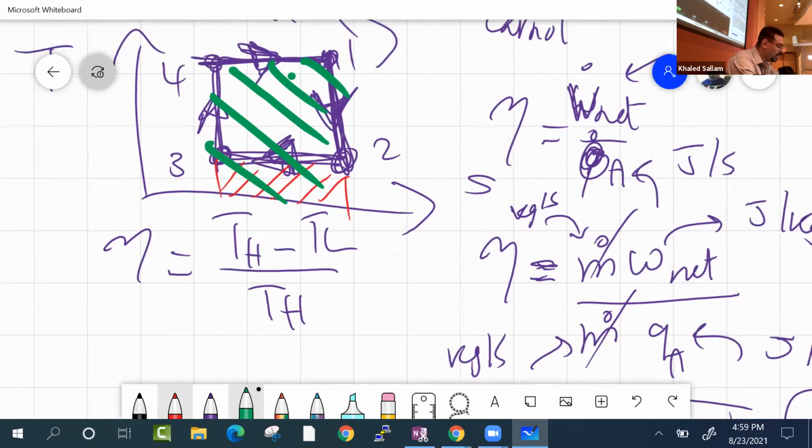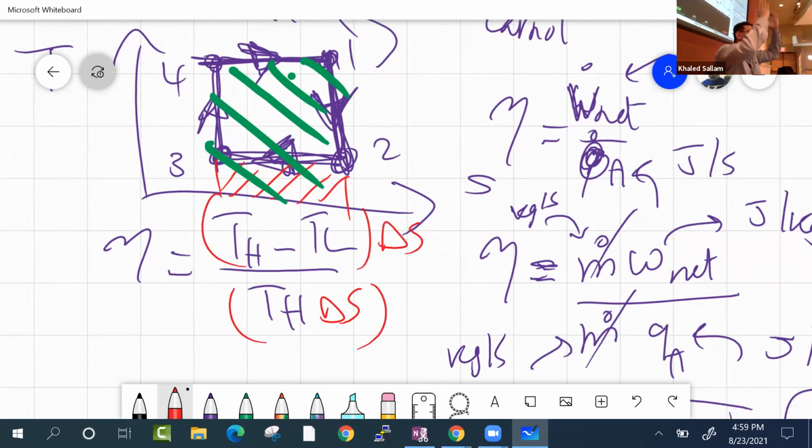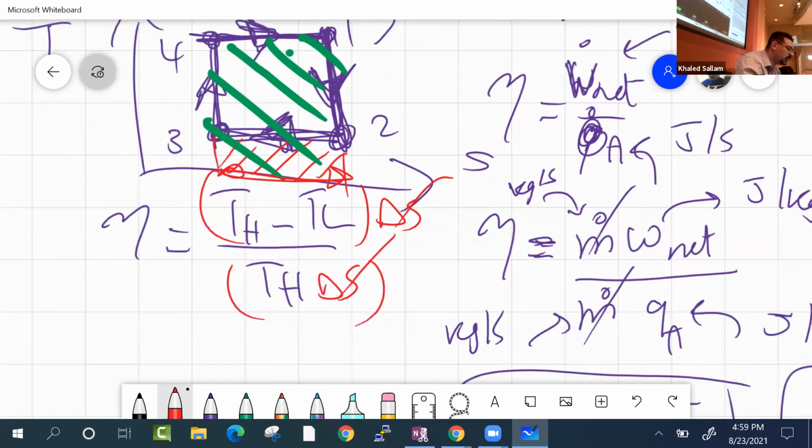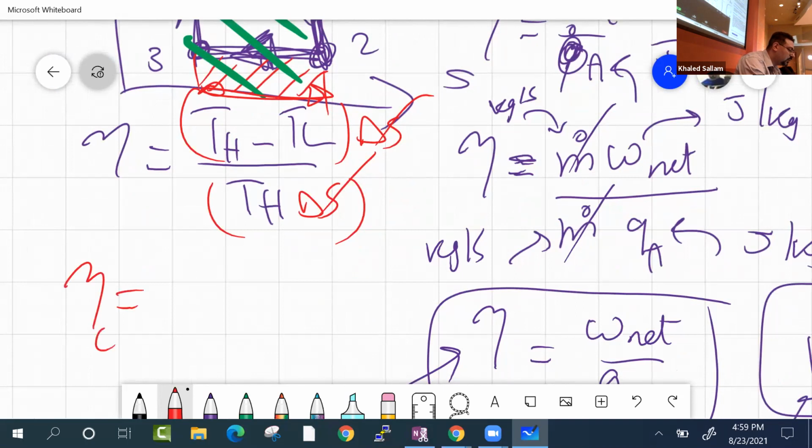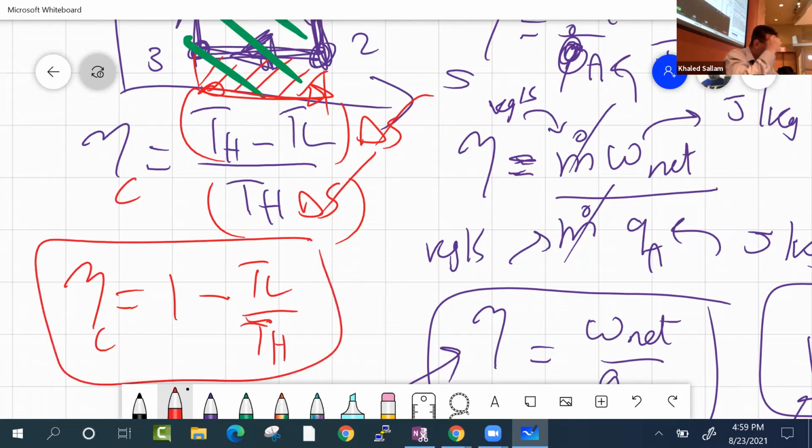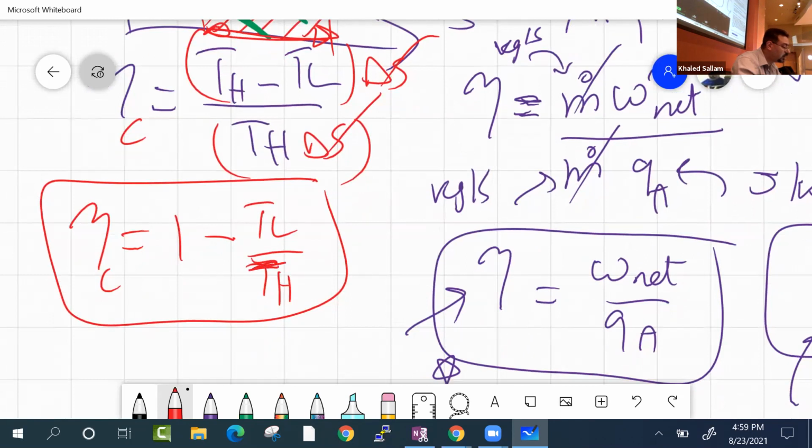So basically, this is TH multiplied by delta S, and that is delta S. It's the same delta S, right? The same width. So this cancels with this one, and so the eta Carnot is 1 minus TL over TH. That gives you an upper boundary to the maximum efficiency that's available to you.